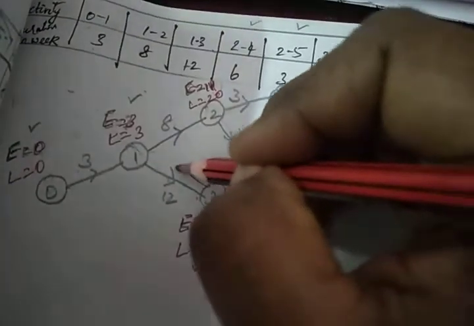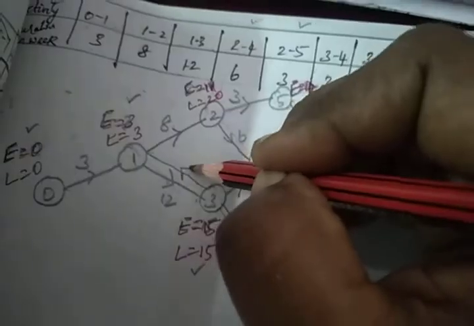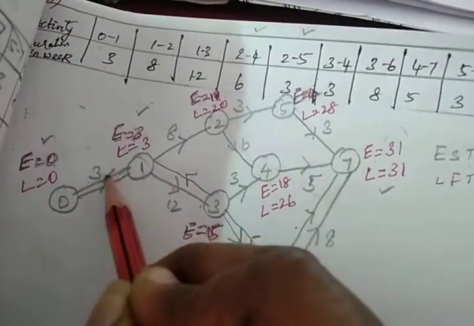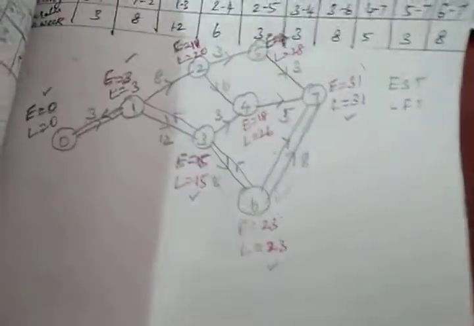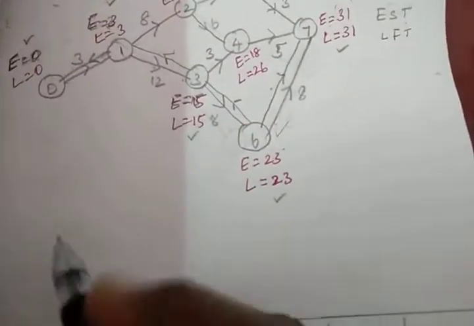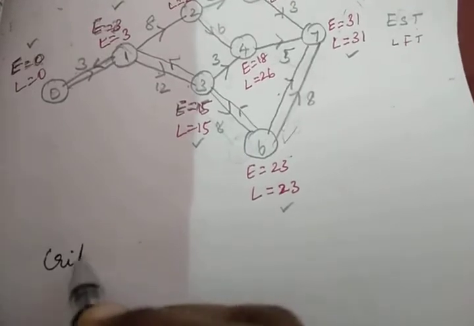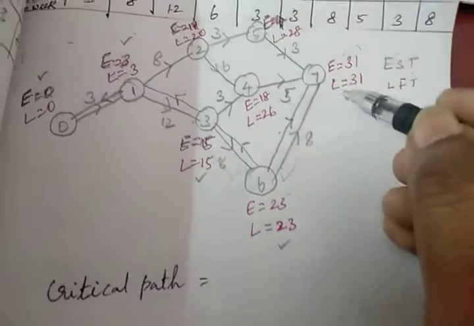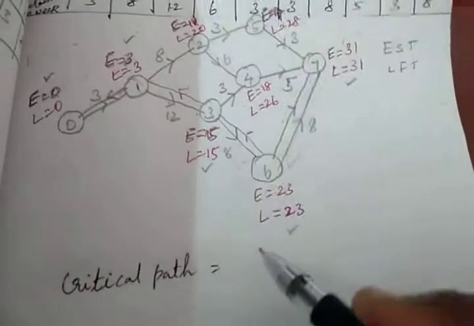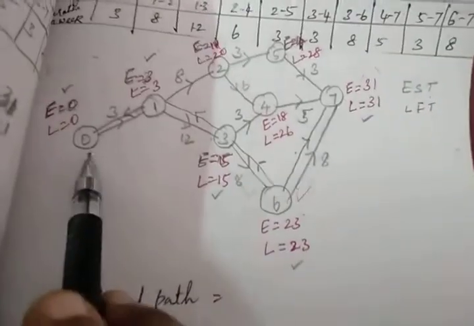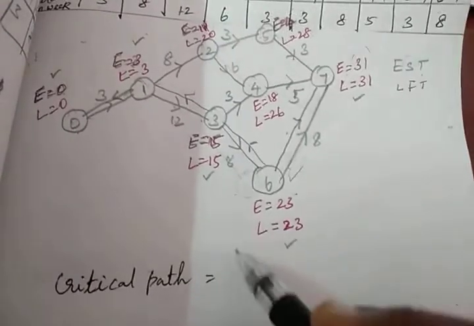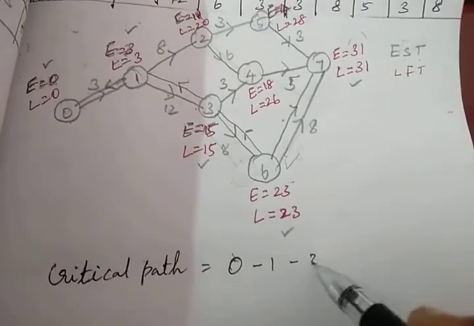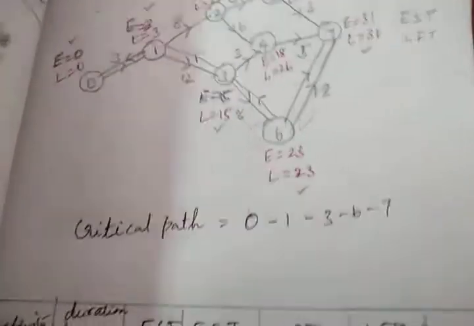You can join it using scale and pencil. So this one is the critical path. Wherever you have given double line, what you will write, critical path is equal to, it starts from the 7th node, right? So you can start from here, 0, from the starting itself you can write 0 to 1 to 3 to 6 to 7. This is your critical path.